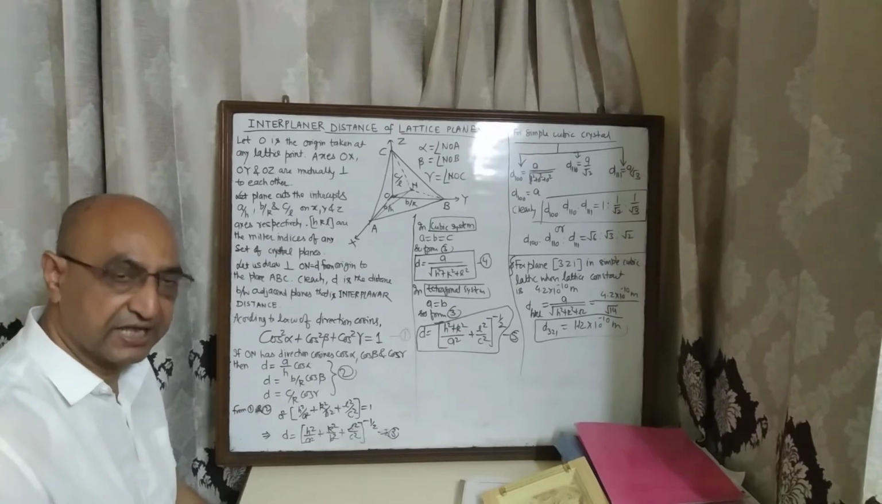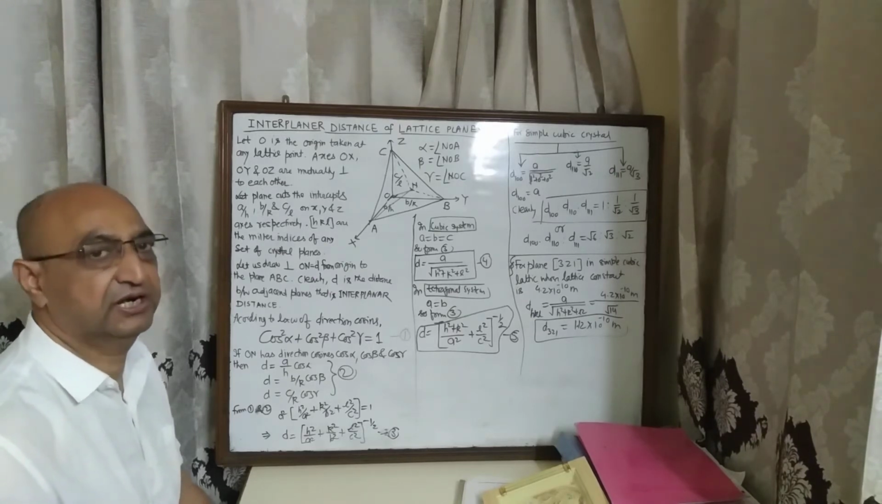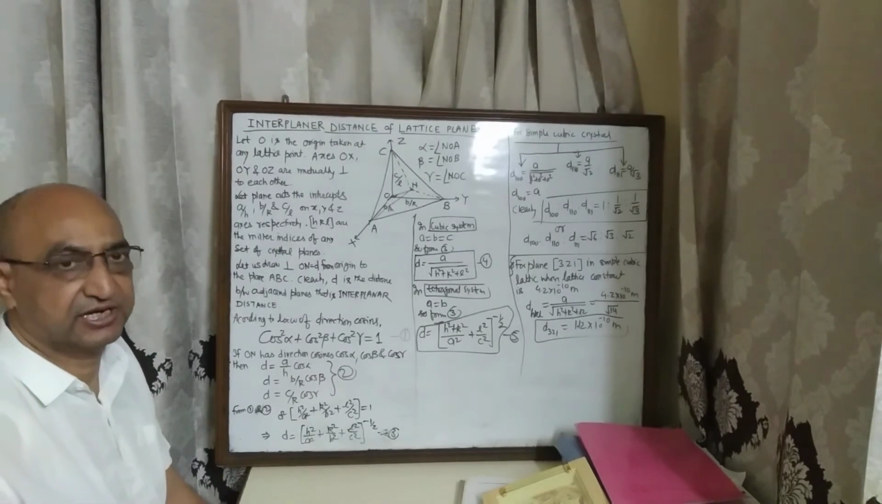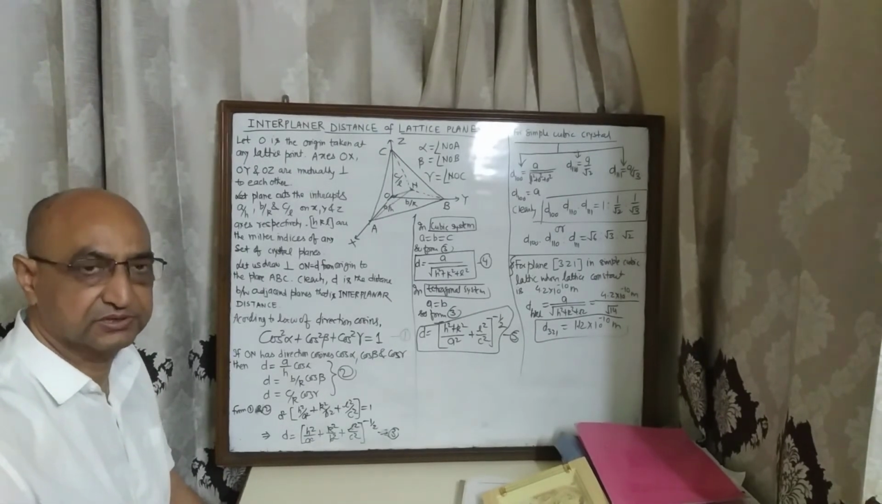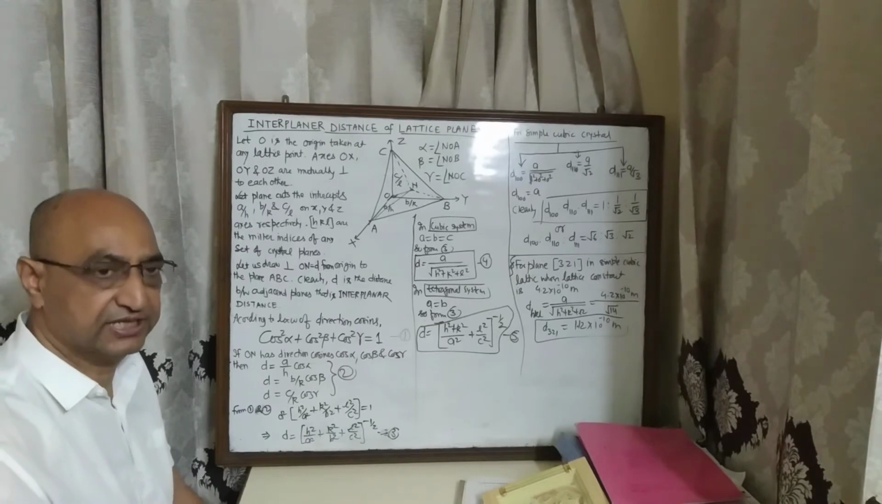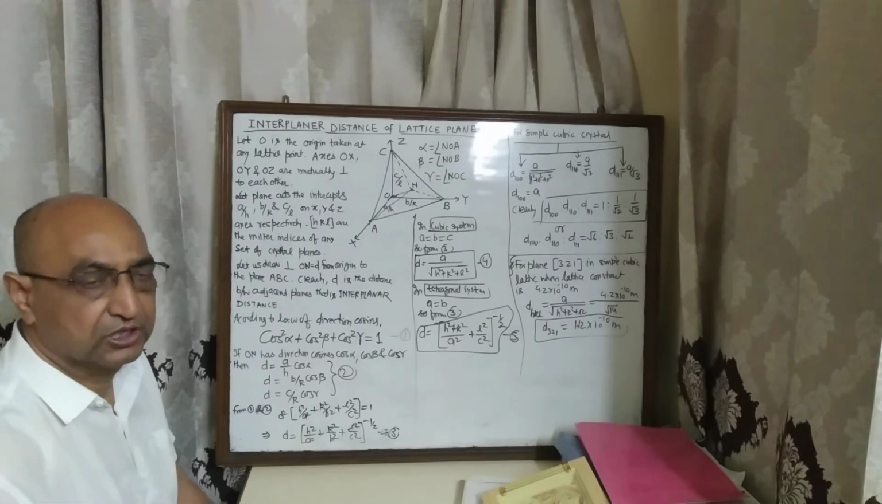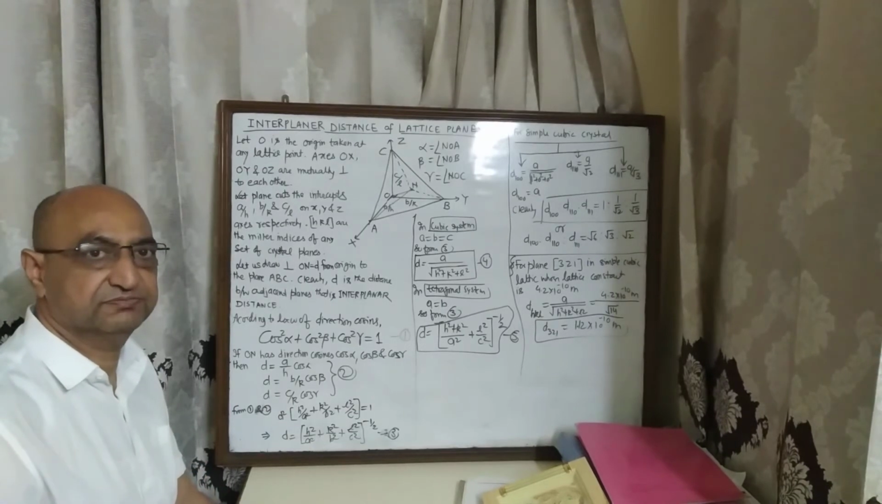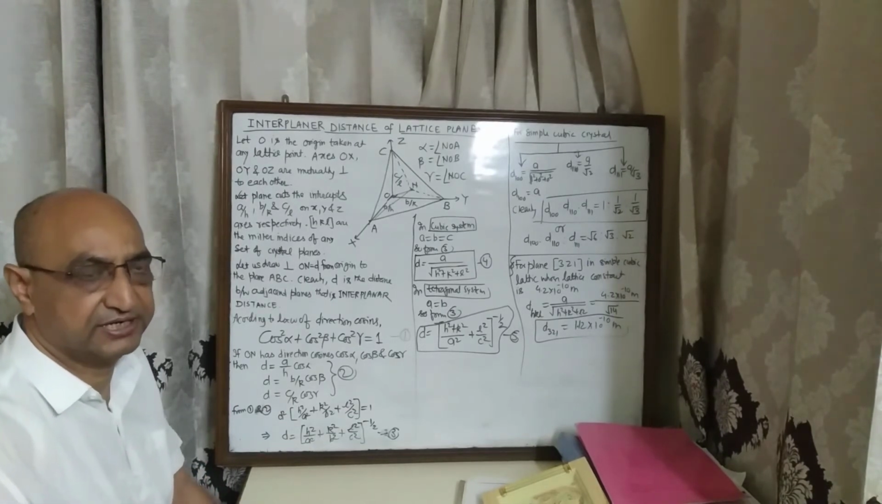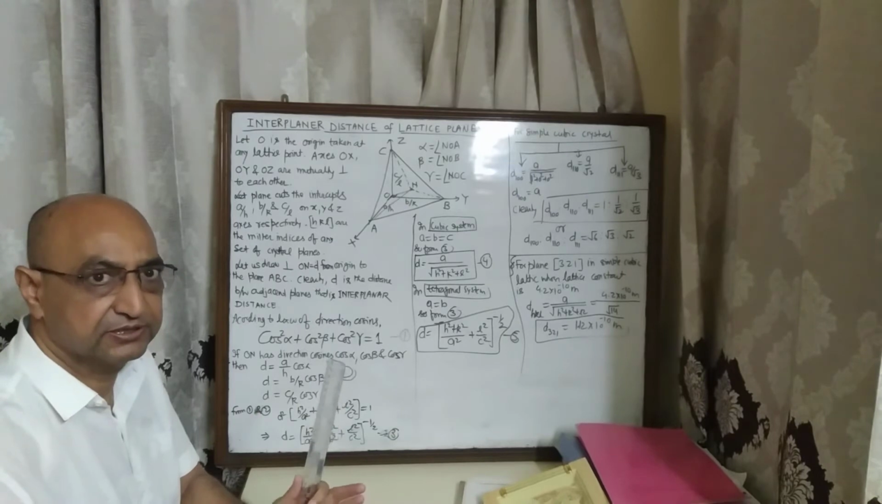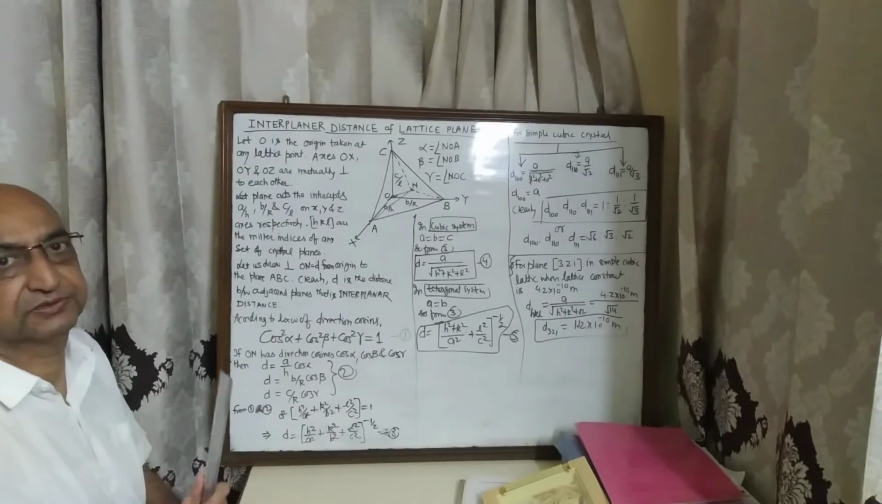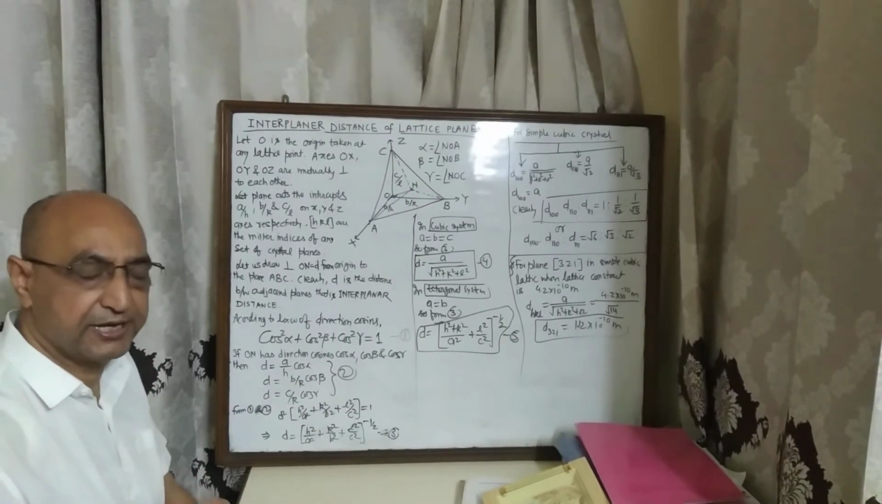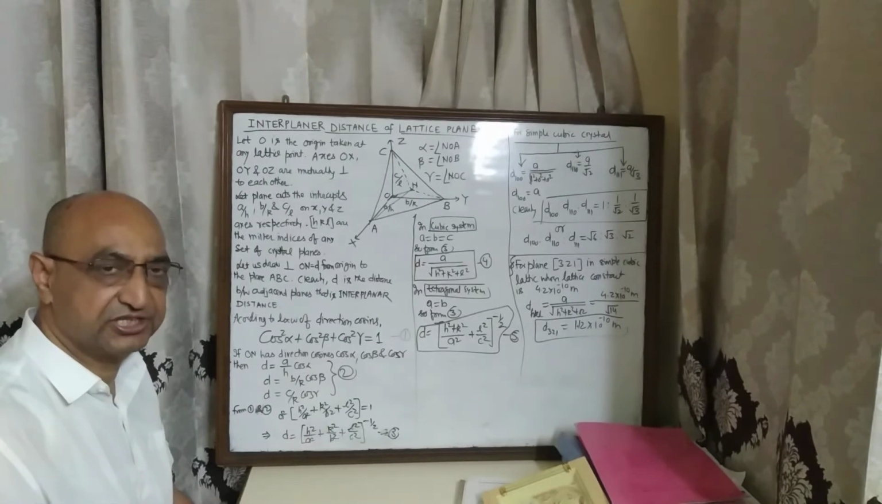And then Miller indices. Miller indices we define as the reciprocal of the intercepts on the x, y and z axis. Now these Miller indices may be used to find the distance between the planes having the same h, k and l.